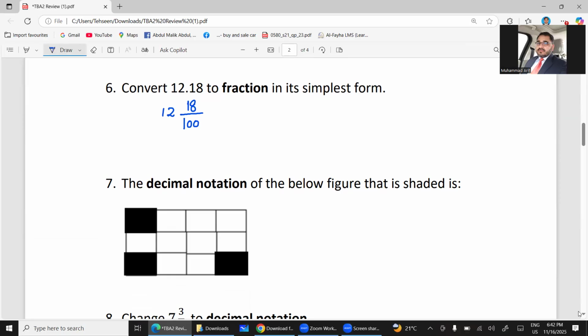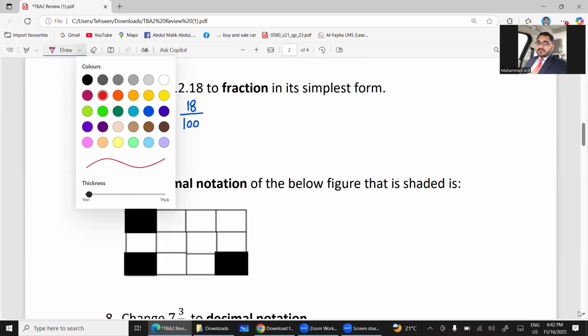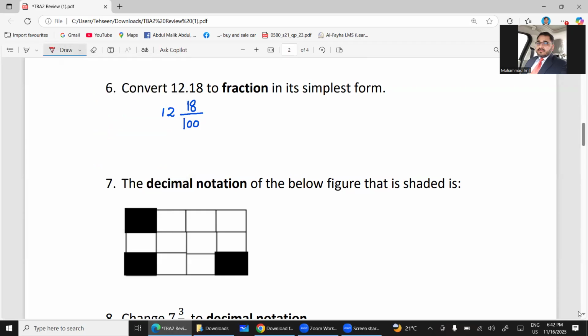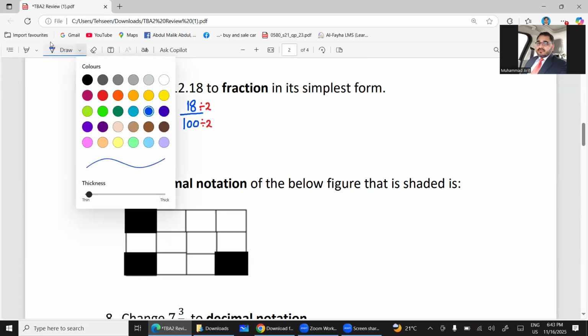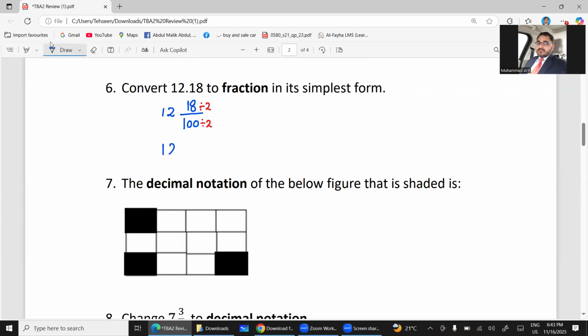12 whole 18 divided by 100. Now we need to simplify. Here the common factor of 18 and 100 is 2. We can divide each numerator and denominator by 2. Now 12 stays the same, 18 divided by 2 is 9 and 100 divided by 2 will be 50. Here the correct answer is 12 whole 9 divided by 50.